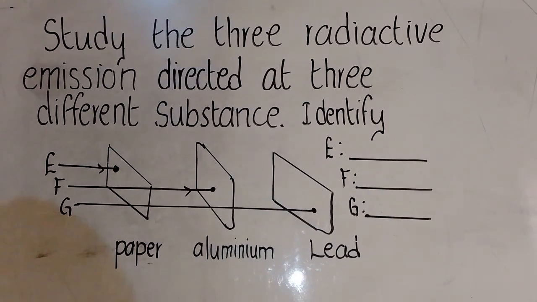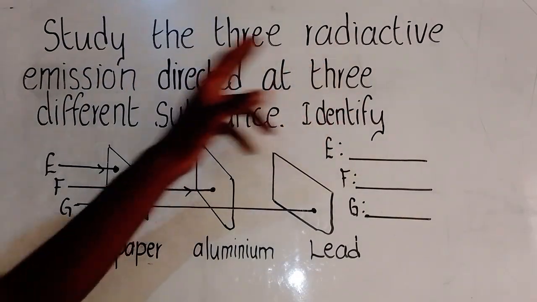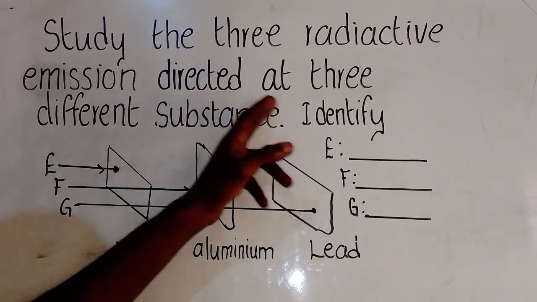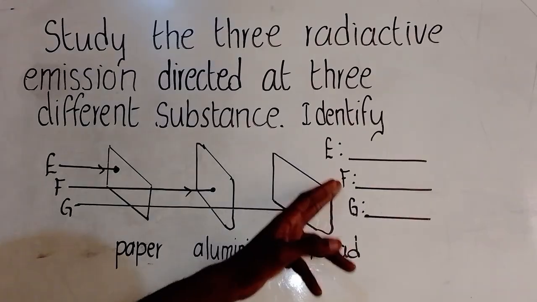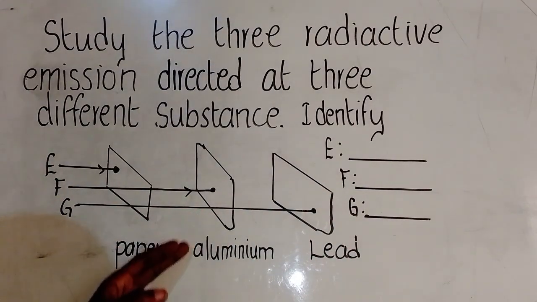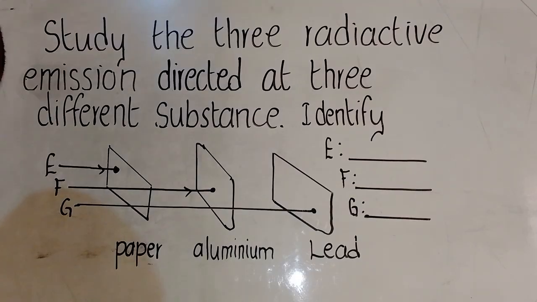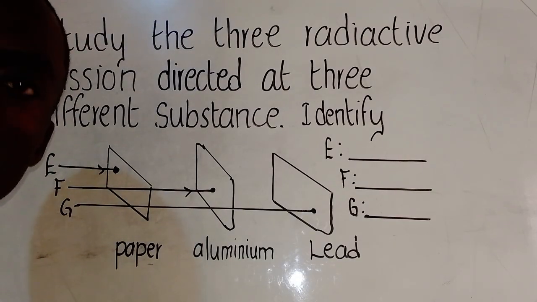Okay, so we have a physics question that says study the three radioactive emissions directed at three different substances. Identify E, F, G. So this is a paper, this is aluminium, and this is lead. Now you need to understand that here we are talking about radioactivity.